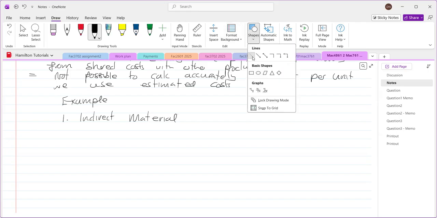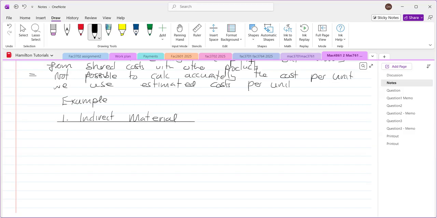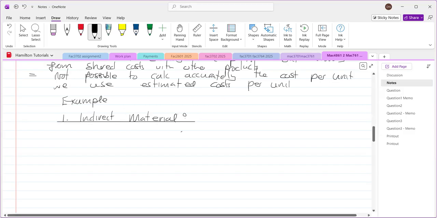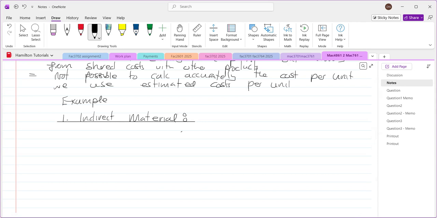Right. So most of the time, material is a direct cost. Remember, we said you don't just go and buy material and say, I would think about what to produce when I have the material. That's not how things work.